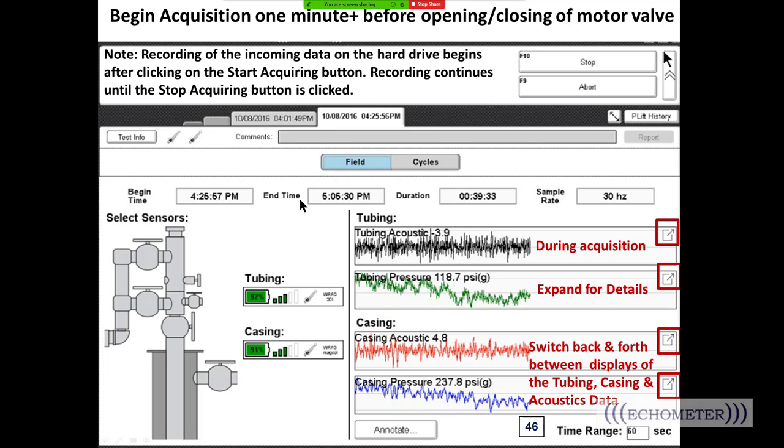You really want to start the acquisition on the well before shut-in begins, or before unloading begins, so that you have a complete cycle that you want to analyze. It works a little better for the software to acquire a complete shut-in cycle, because you want to determine fall velocity from the beginning of the test till the end.